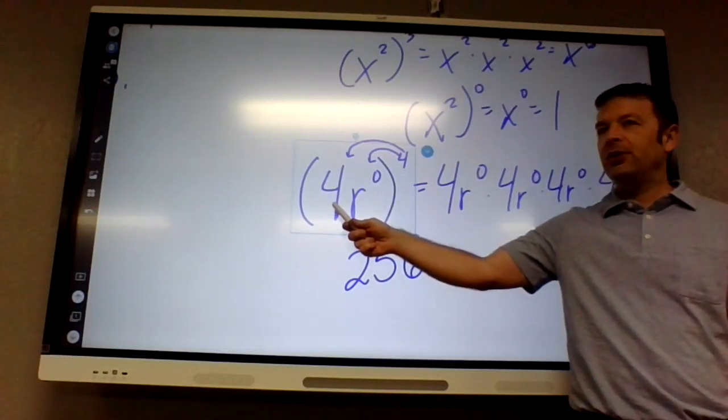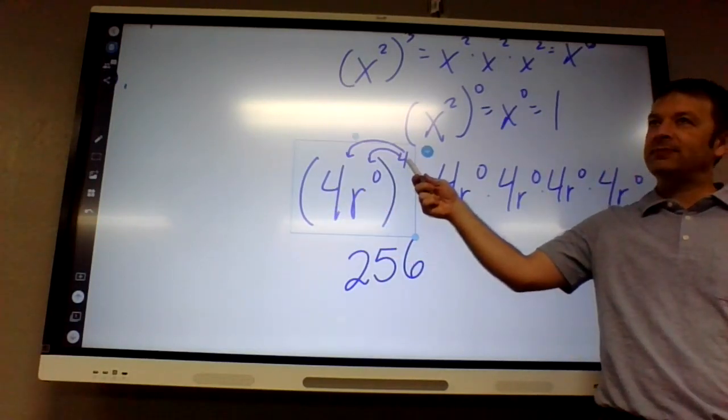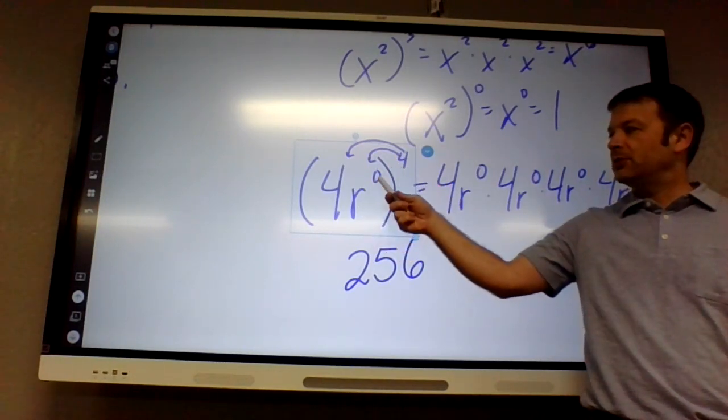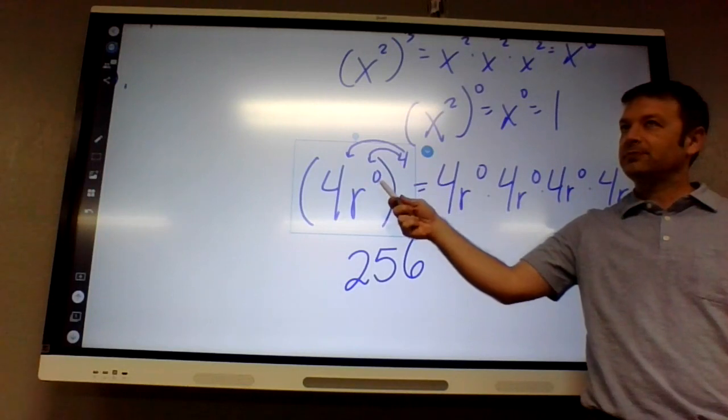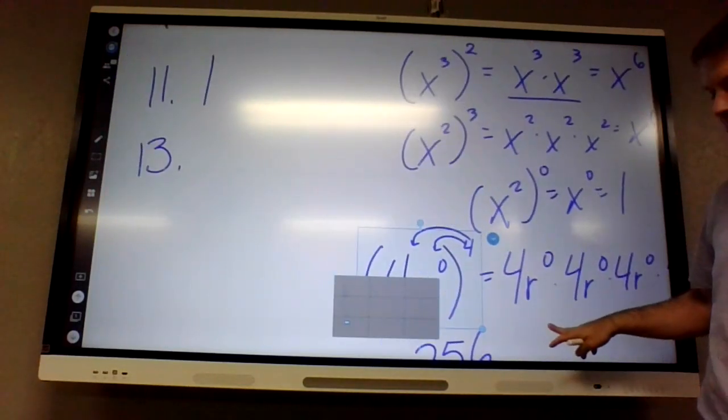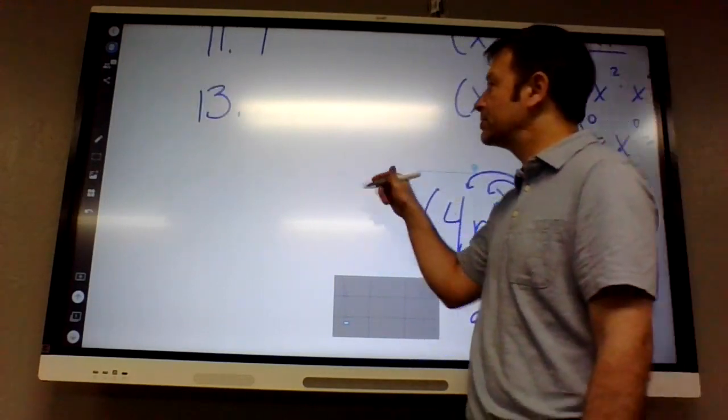On the normal number, I did a normal power, 4 times 4 times 4 times 4. On the variable, you multiply the exponents. Kind of tricksy. What problem was that? 13, 256.